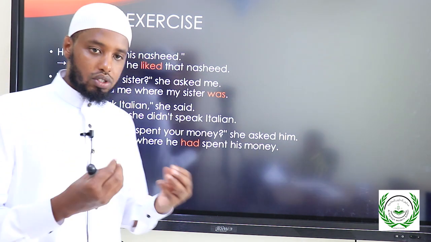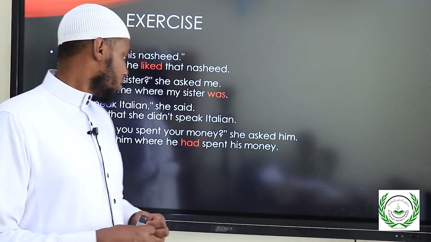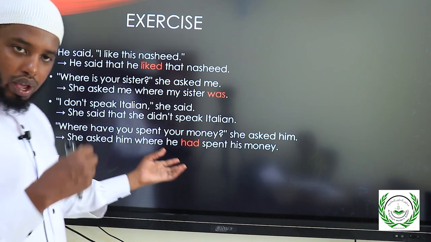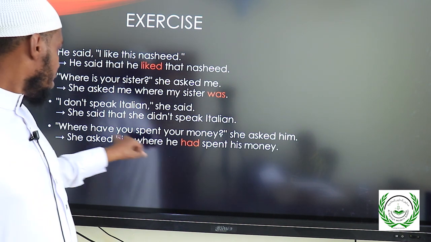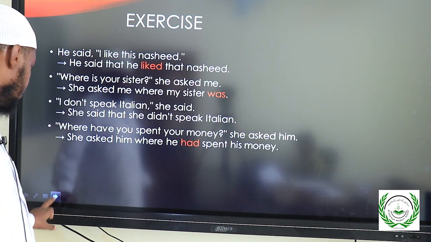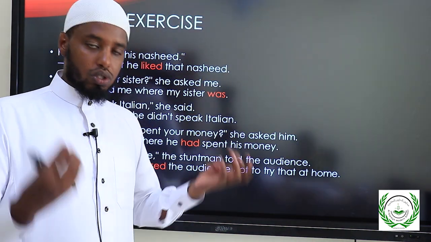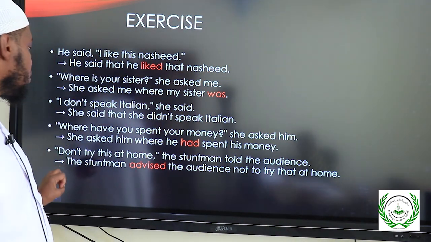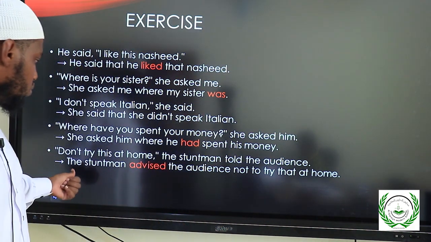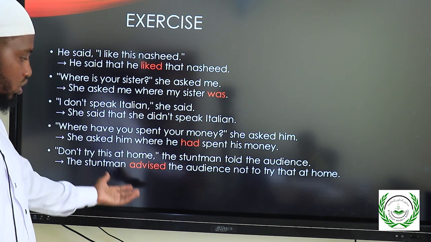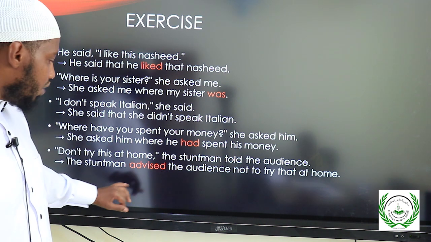"Where have you spent your money?" she asked. Change it to indirect speech. It becomes, she asked him where he had spent his money. So we've changed have to had. The next one, "Don't try this at home, kids," the stuntman told the audience. So the stuntman advised the audience not to try that at home. Sometimes we can use advised, expressed, suggested, remarked. And you can see here it's in the past tense, advised.